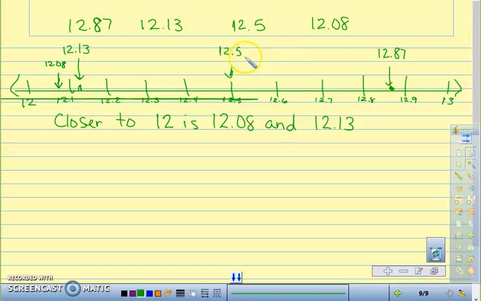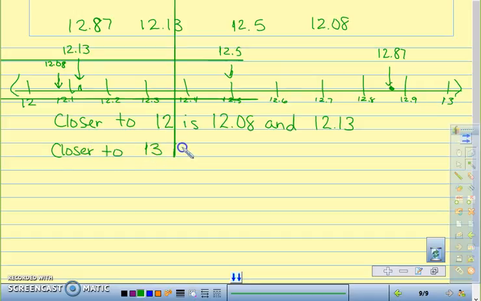Well, I know for a fact that I look at the number to the right of the number that I'm looking for, and that is 5. Look at that. And so it will go up to 13, because remember, 5 or above goes up, 4 or below goes down. So closer to 13. 13 is 12 and 5/10, and of course 12 and 87/100.